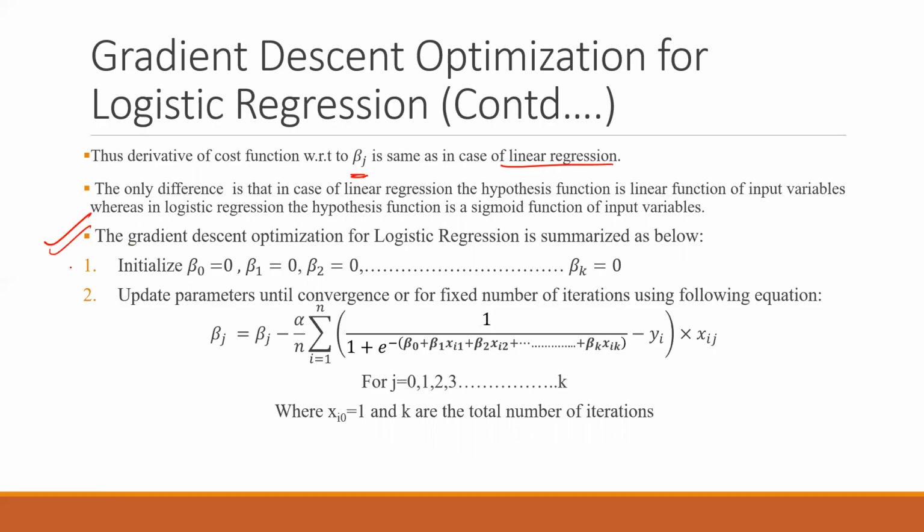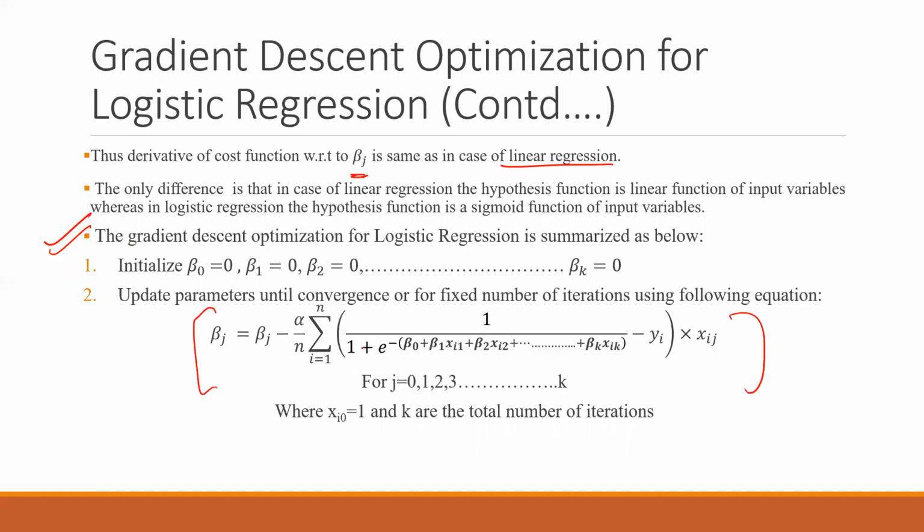So this is an implementation algorithm. You have to first initialize the beta values. All the beta values will be initialized to 0. Then you have to update, and we have worked with this kind of update function earlier.